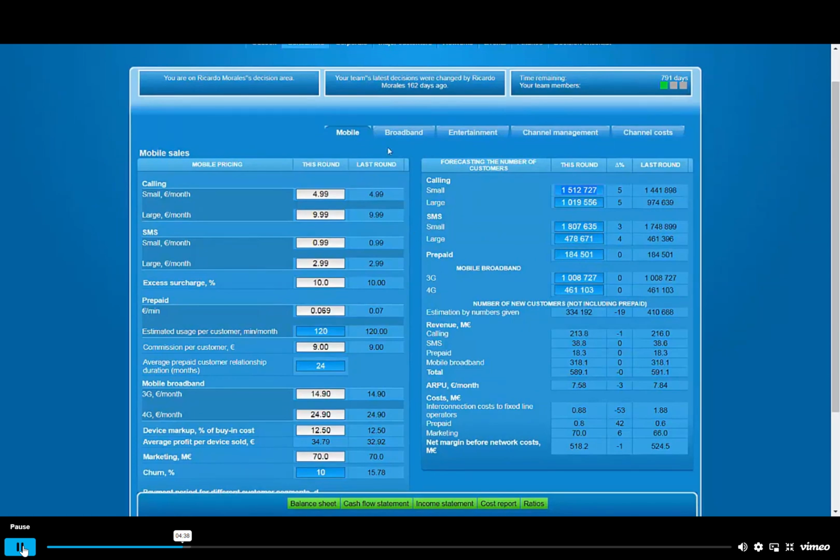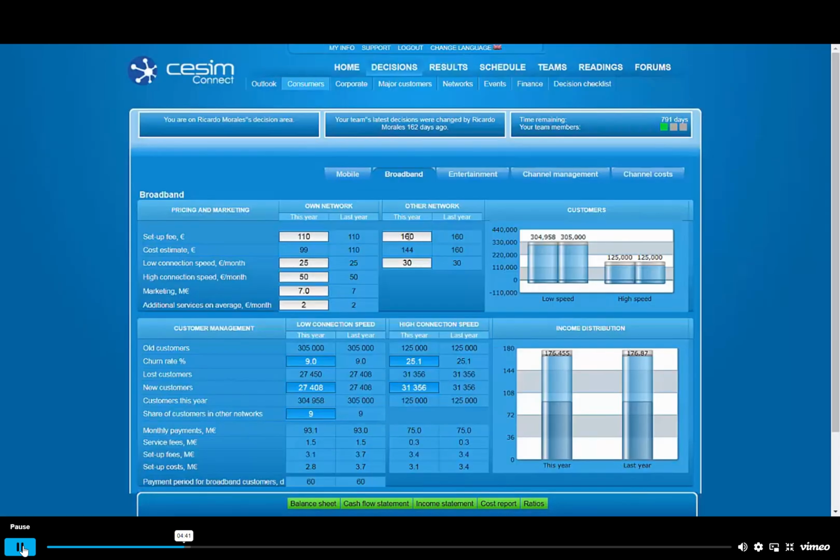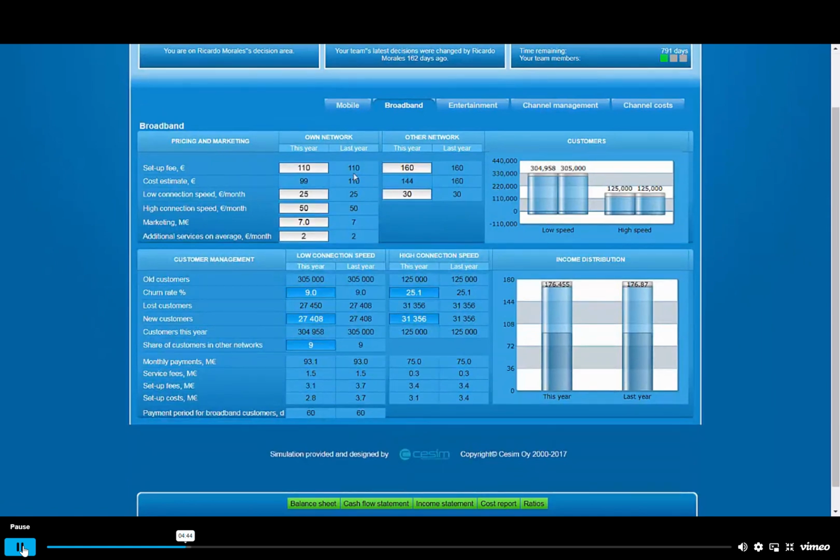The next section here is the broadband, fixed broadband, where we have 2 kinds of offerings. We sell the broadband service through our own network, and there we decide the setup fee. And then we can also sell the broadband service, fixed broadband, through another network for which we then decide a separate setup fee. We can also see the setup cost right here for both kinds of networks. And then we do the pricing decisions for low connection speed and high connection speed. Through the other network, we are only able to offer low connection speed broadband service.